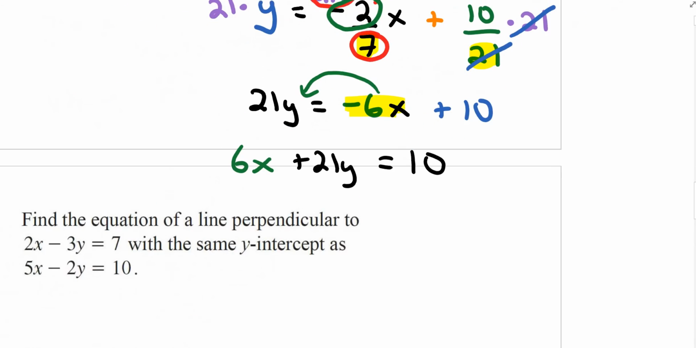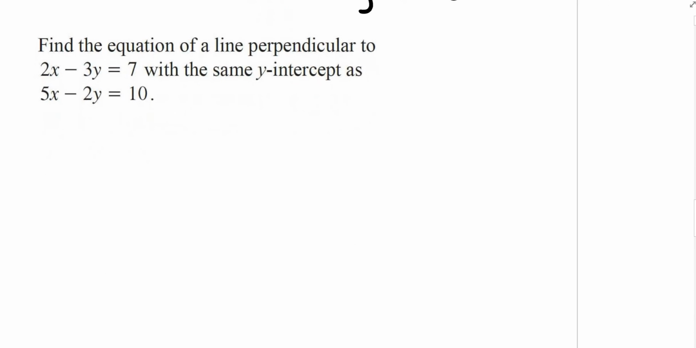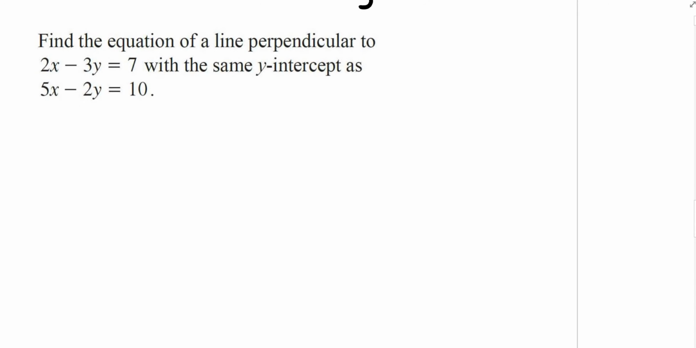Okay, let's move on to question number 9, I believe. I want to find the equation of a line, and this time it's going to be perpendicular to this line, but has the same y-intercept as this line. All right, so our goal is we still need to find an equation of a line that's perpendicular to one of those lines, but has the same y-intercept as the blue equation.